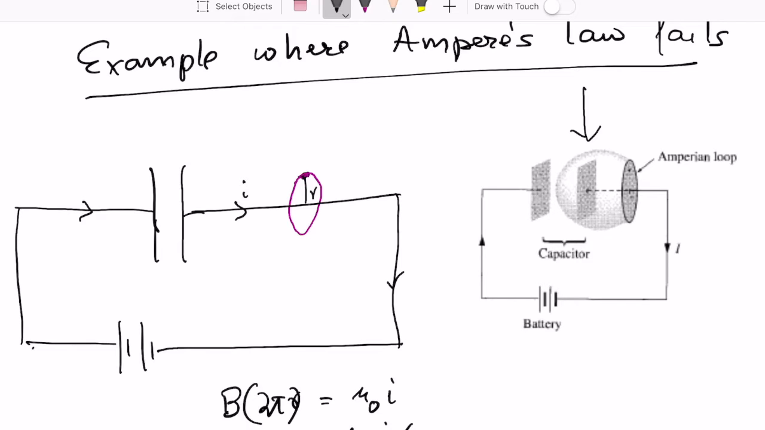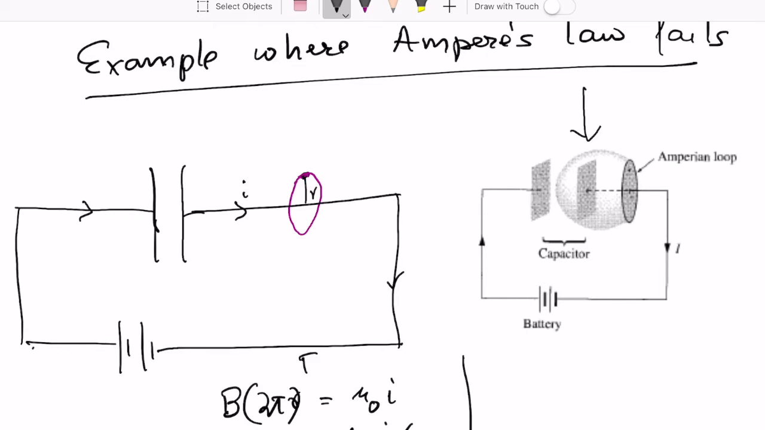The problem is, what is the current penetrating this rounded surface? There is no current penetrating the rounded surface at all, right? Because the current stops, there is no current flowing through in between the plates of the capacitor, as you know. Charges cannot flow through the dielectric, right? So there is nowhere on this surface that a current is penetrating. So this surface is not being penetrated by a current at all. As a result of that, the right hand side of Ampere's law just becomes 0.